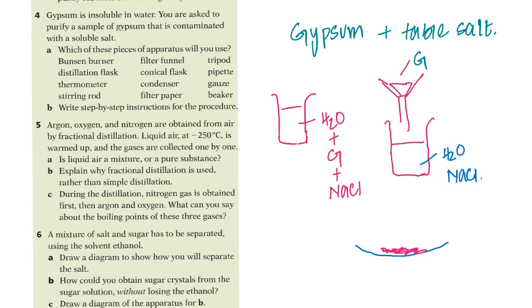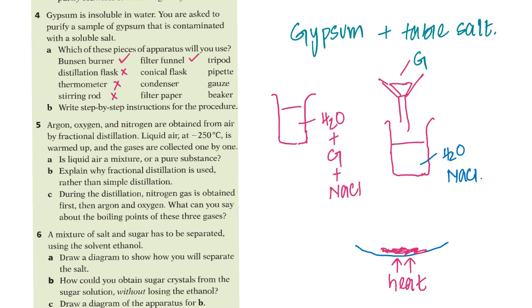So what instruments will I be using for this? Let's see. Bunsen burner. Well, eventually I have to heat it, right? Let me just write down heat. I'll have to heat it. Okay. So Bunsen burner, check. Distillation flask, oh, nah, probably not. Thermometer, don't really need one. Stirring rod, maybe, don't really need one again.